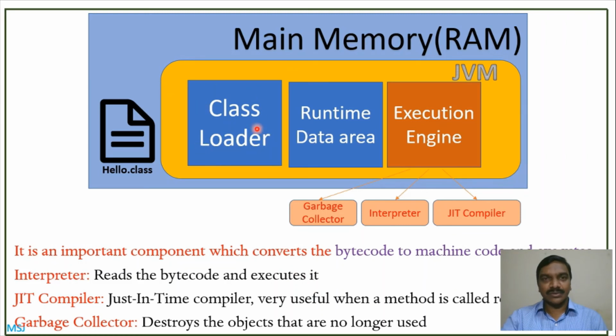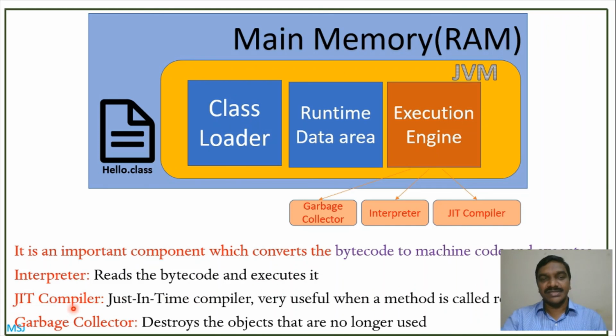So we know that class loader loads the class into the main memory and allocates the memory for all the variables. And then finally, this execution engine starts executing the bytecode. Then there is something called JIT compiler. JIT means just in time compiler, which is useful when a method is called repeatedly. For example, in the interpreter, if we call the same method three times, then three times the bytecode gets converted into the machine code.